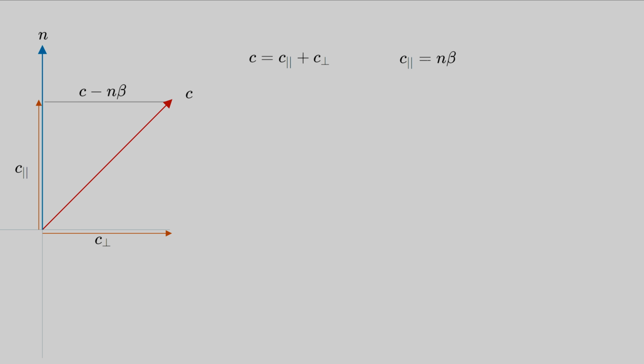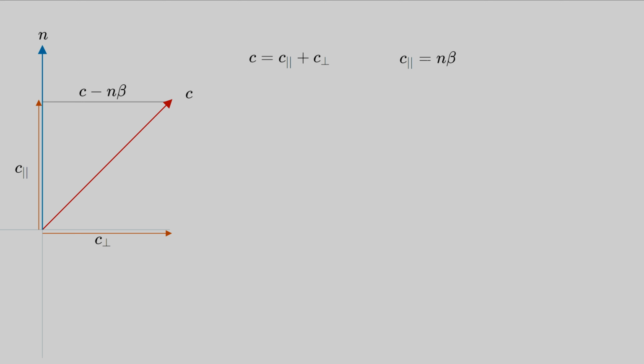That's where we introduce beta. We say C parallel equals n beta. This means that the parallel vector must be some scaled version of n. Beta is unknown. This is not the solution, only an assumption that will allow us to do further calculations. We are saying if the parallel component exists, it must lie somewhere along n.